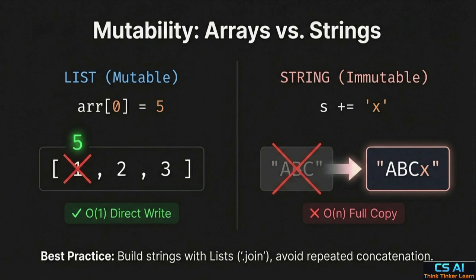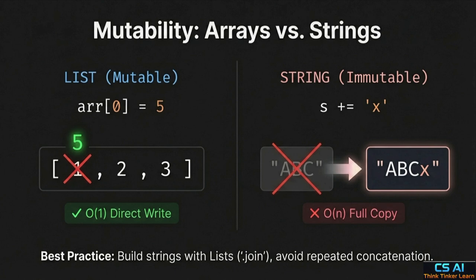However, strings are often immutable. When you try to append a character to a string like s += x, the computer does not change the existing string. Instead, it creates a full copy of the entire string with a new character added at the end. This is an O(n) operation. If you do this in a loop, you move from linear time to quadratic time complexity, which can paralyze an application as the string grows.